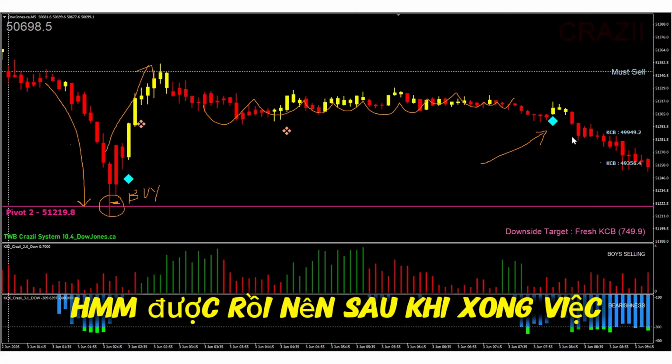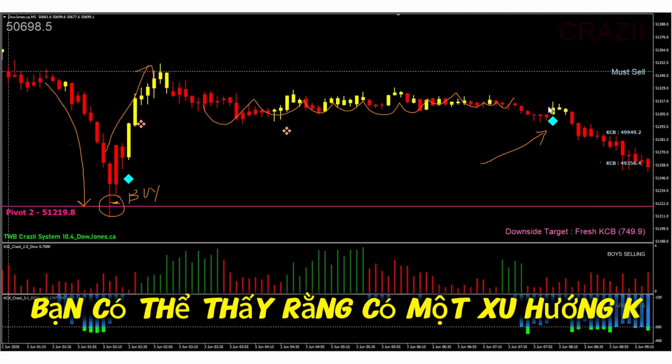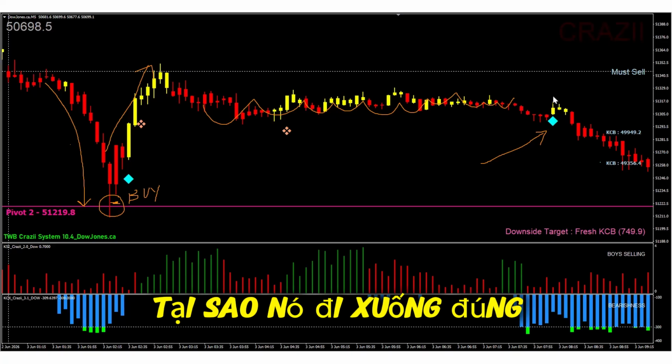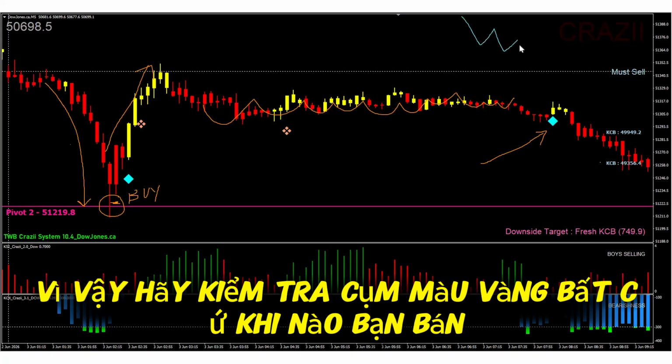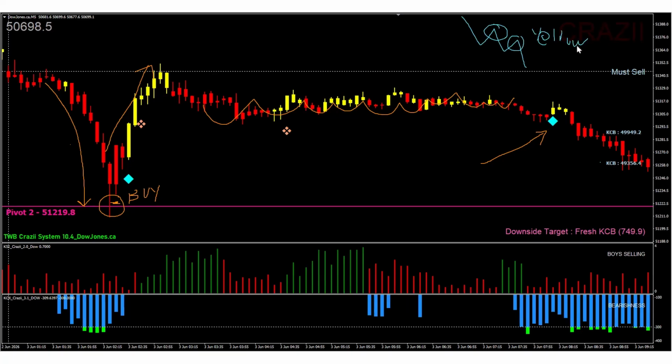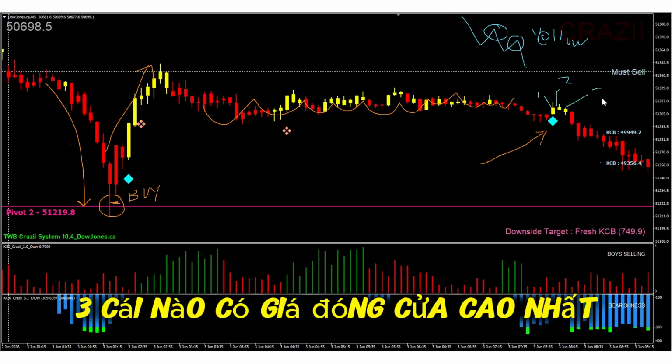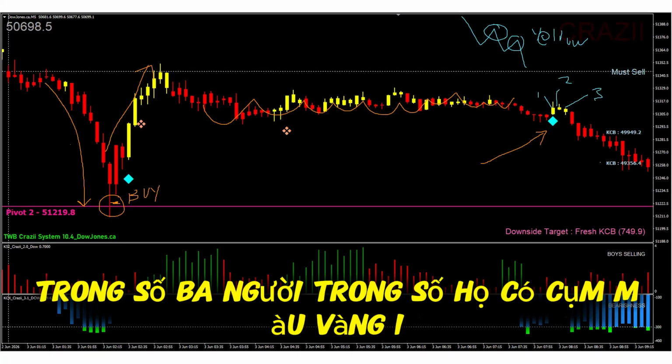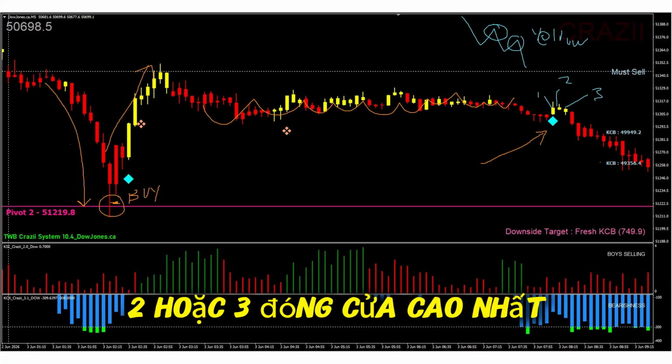Okay, so once that is done, you can see that there is a K trend. Why? It's coming down, right? So check the yellow cluster. Whenever you are selling, you want the yellow cluster. Okay, so guys, 1, 2, 3. Which one has the highest closing price among the three of them? The yellow cluster. 1, 2, or 3? Highest closing.